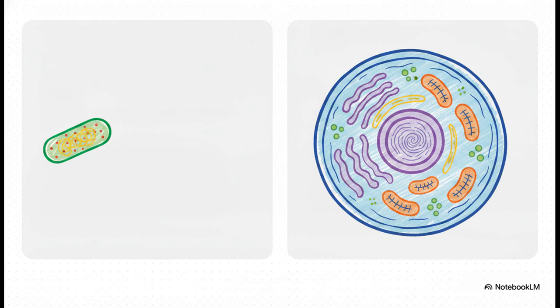But then we have eukaryotic cells. These are the advanced models you'll find in plants and animals. They're much larger, they feature a true enclosed nucleus to perfectly protect their DNA, they have denser 80S ribosomes, and they are absolutely packed with specialized, membrane-bound departments.